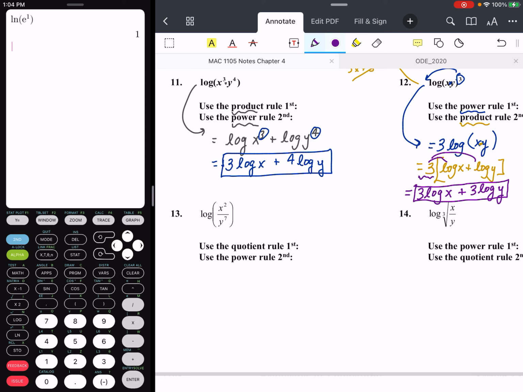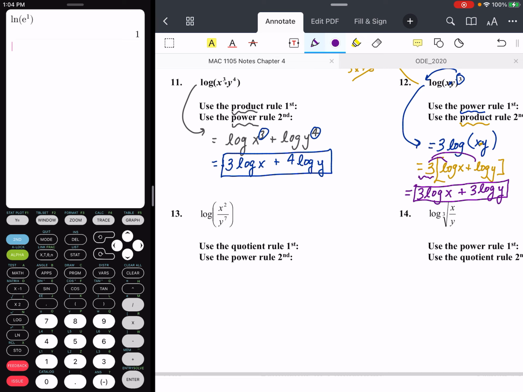So in number 11, we use the product rule first because we have a product of two bases raised to two different exponents. So we do the product first, and then individually we do each exponent. In number 12, because the exponent was outside of the parentheses, that's why we ended up doing the power rule first. All right, on to 13 and 14.